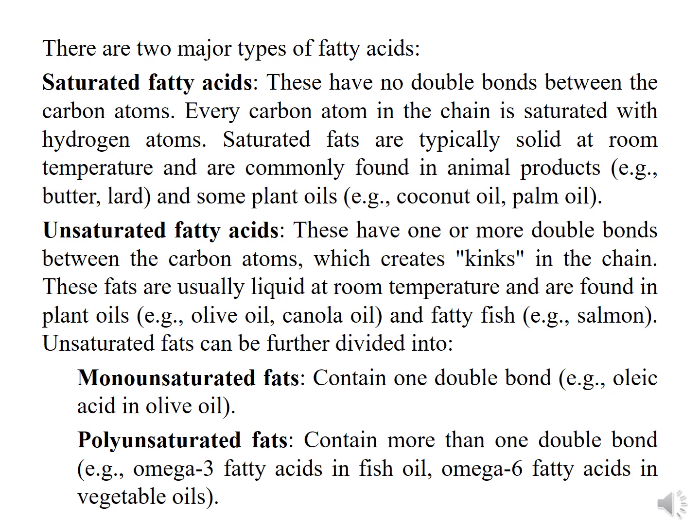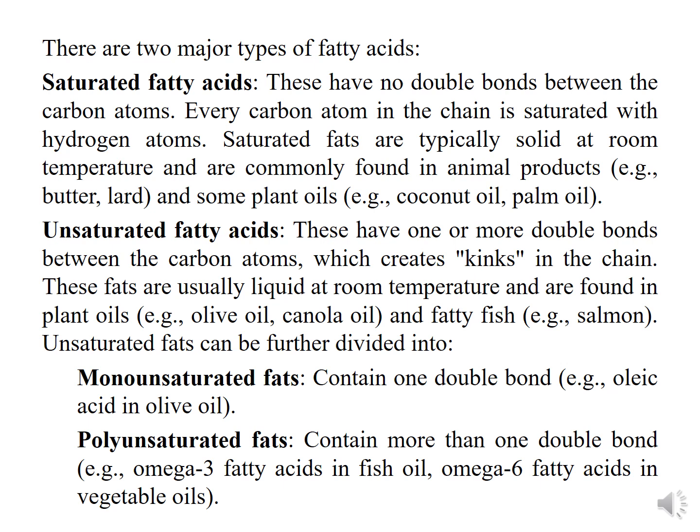Unsaturated fatty acids. These have one or more double bonds between the carbon atoms, which creates kinks in the chain. These fats are usually liquid at room temperature and are found in plant oils. Example olive oil, canola oil, and fatty fish. Example salmon.